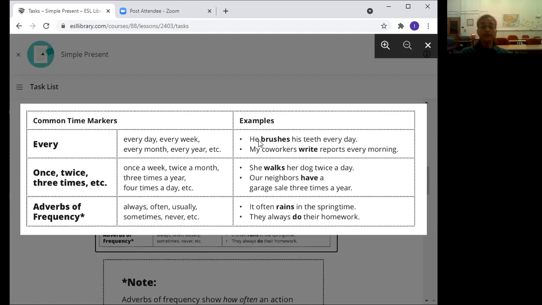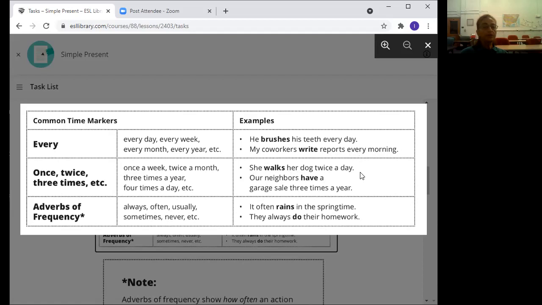So for example, he brushes his teeth every day. So we have every day, right? We have the marker every. My coworkers write reports every morning. So every is your time marker, and it's an indication of a simple present tense. So let's take a look at this example. She walks her dog twice a day. So this is, again, an indication of a repetition, something that she does on a permanent basis, repeatedly. If you have a repetition, that's your simple present tense.